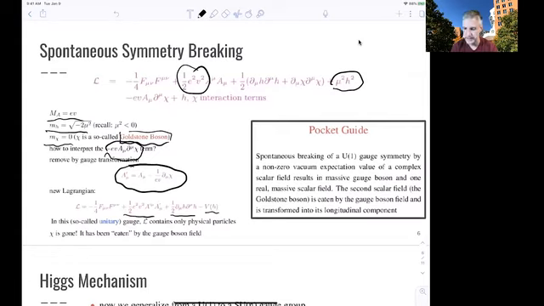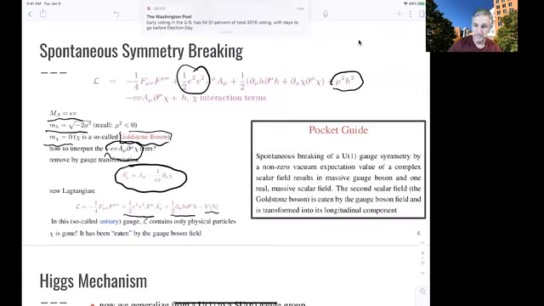So the pocket guide here for spontaneous symmetry breaking is such that spontaneous symmetry breaking of a U1 gauge symmetry by a non-zero vacuum expectation value of a complex scalar field results in a massive gauge boson and one real massive scalar field. So we created mass, but as a side product, we also have an additional field, and that field itself has a mass term, so it's massive. The second scalar field we had just disappeared. The Goldstone boson has been eaten by the longitudinal component of the gauge field itself.